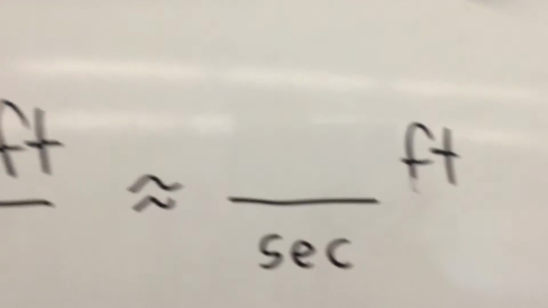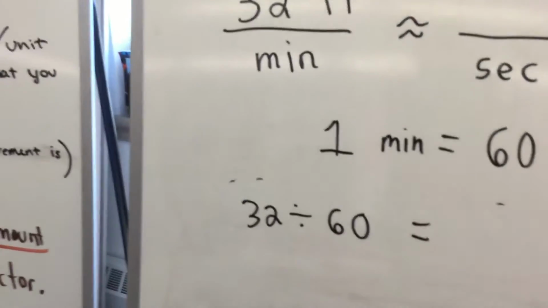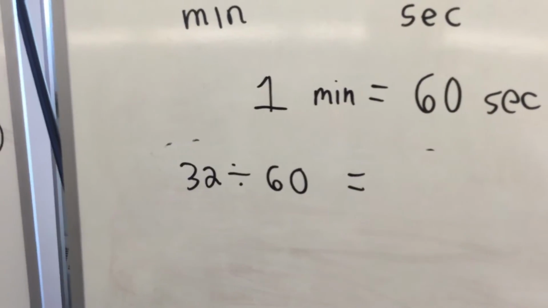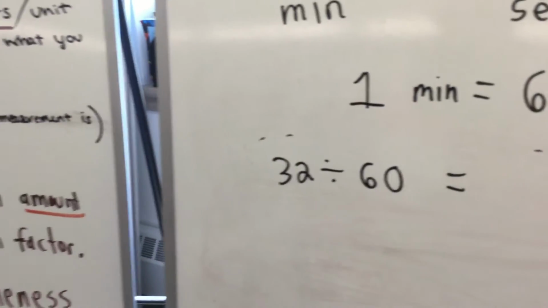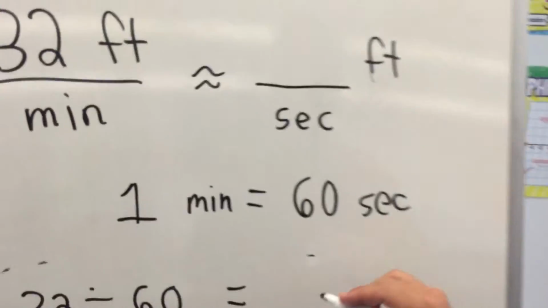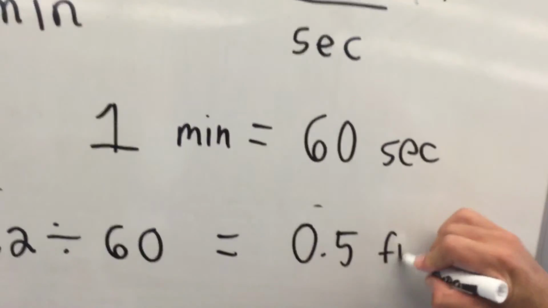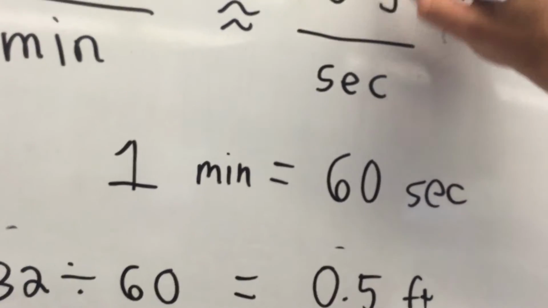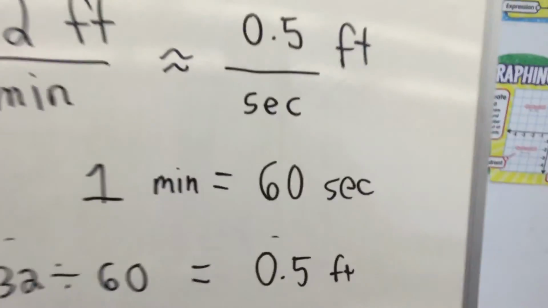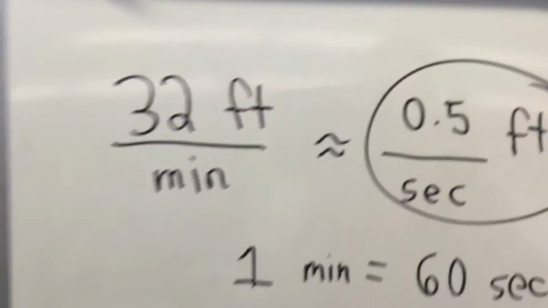I'm going to get less feet per second than I have per minute. So I need to do an operation that's going to make it smaller. Okay, and in this case, approximately, that is about 0.5 feet per second. So about a half a foot per second is the speed in this case that I would get.